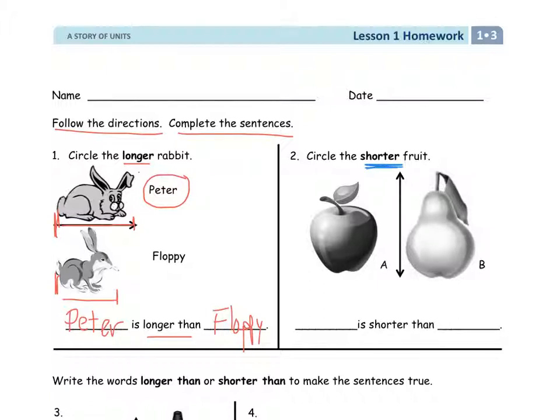So I have to watch my keywords, my shorter fruit. So again, the endpoints are going to be down here at the bottom. And I'll measure up, and I see the top of the apple. It's right about there. And the top of the pear is right there. And if I bring them straight across, and I'll do my best to show it, I can see that the pear is longer than the apple, which means that the apple is shorter than the pear. So those statements go hand in hand. The pear is longer than the apple, the apple is shorter than the pear.